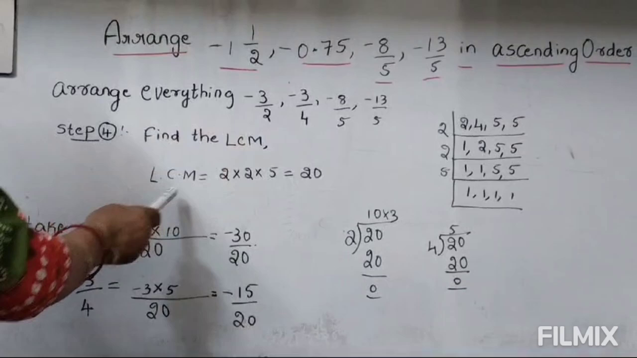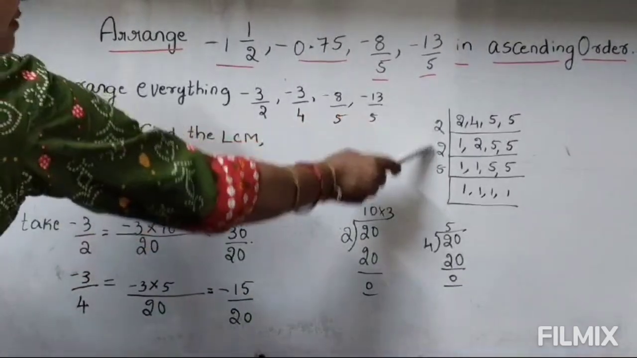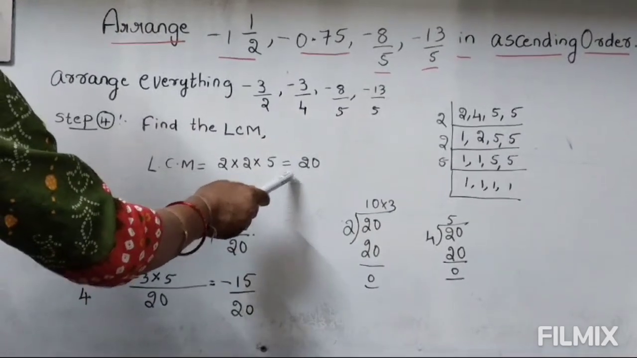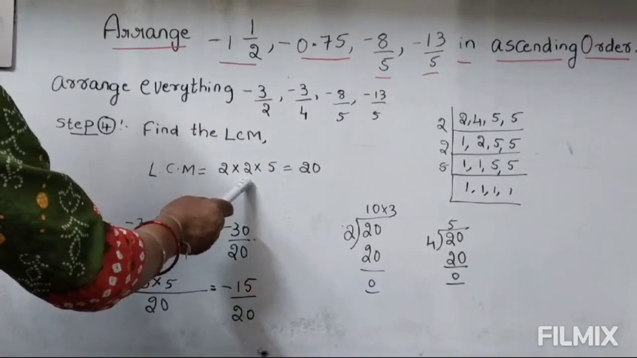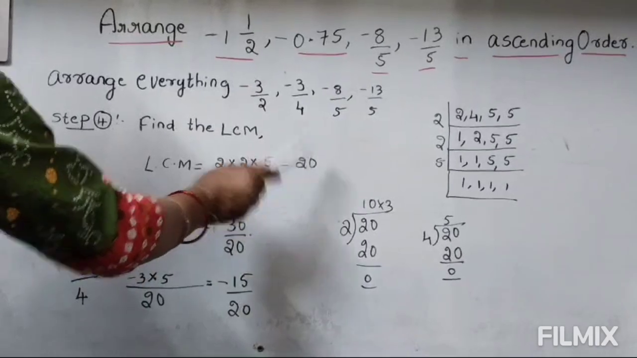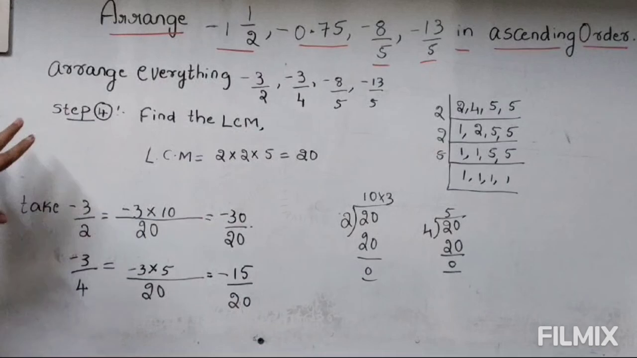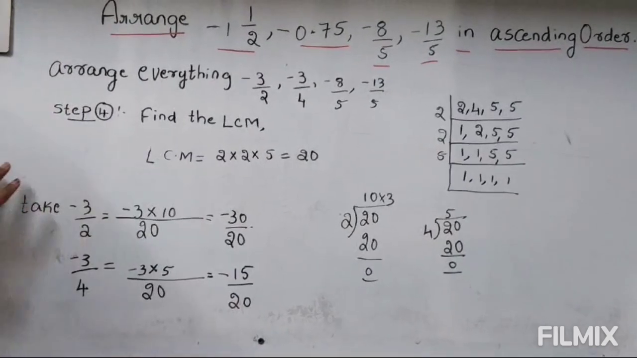Now find the LCM. What is the LCM? Multiply everything. 2 into 2 into 5, which is equal to 2 into 2 is 4. 4 into 5 is equal to 20. So in the denominator part, you will get 20.